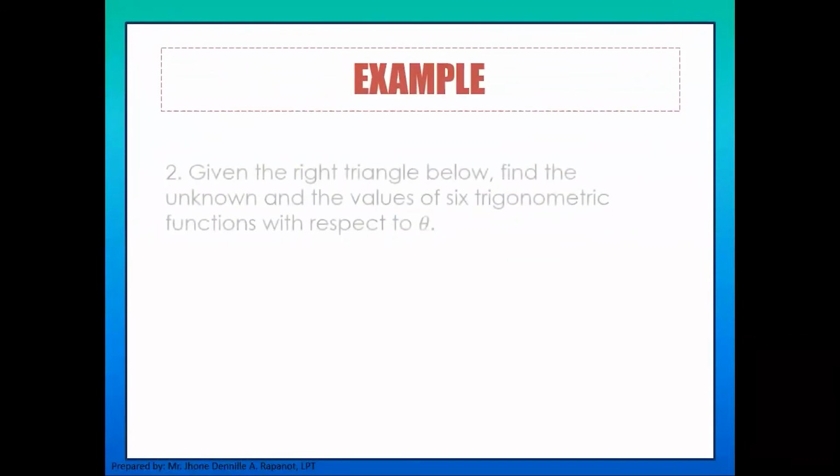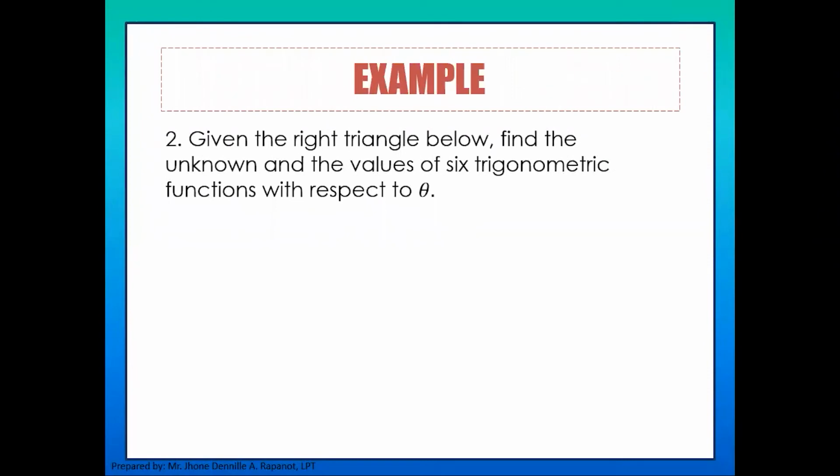Now let's have example number 2. Given the right triangle below, find the unknown and the values of the 6 trigonometric functions with respect to angle theta. So here's the illustration for the right triangle. What I want you to do is to pause the video for a while, use your scratch paper and scientific calculator, and work on your own. This is just the same as what we did earlier with example number 1. And once you're done, you can play the video again and see if you are correct with your answers.